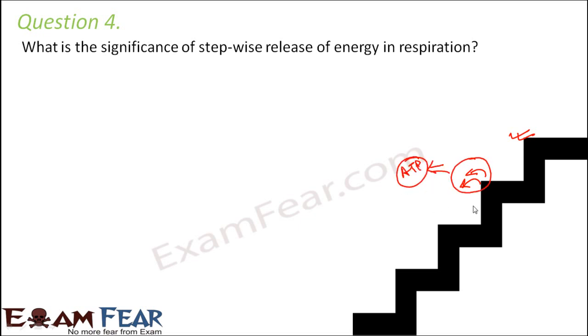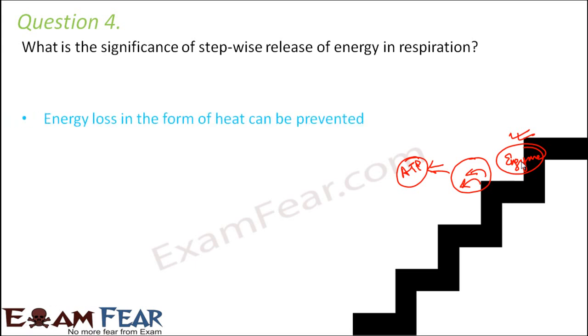So it can be controlled in a better way because each step is getting controlled by an enzyme. So we can control the activity of the enzyme. That is how the entire process, if it is a multi-step process, can be controlled in a better way. The energy can be utilized in a better way. So energy loss in the form of heat can be prevented, very true. Maximum energy can be utilized for ATP synthesis.